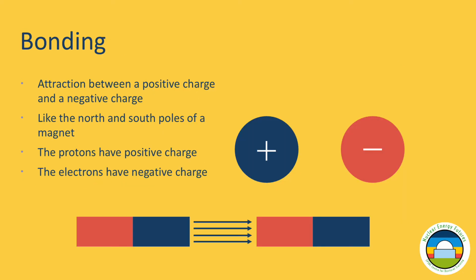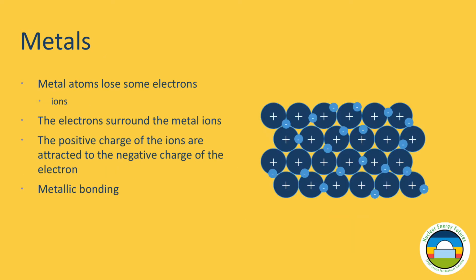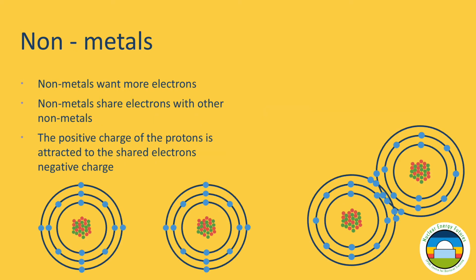All of the bonding is to do with the attraction between a positive and a negative charge, and it behaves a little bit like the north and south poles of a magnet. So our protons have our positive charge and our electrons have our negative charge, so the bonding is always between protons and electrons. In metals, our atoms sometimes lose electrons, so they form ions. The electrons surround our metal ions, and then the positive charge of the ions attracts all of the electrons, and this creates our metal bond.